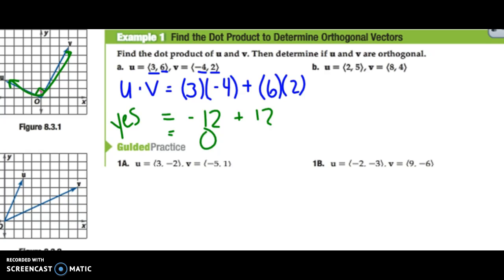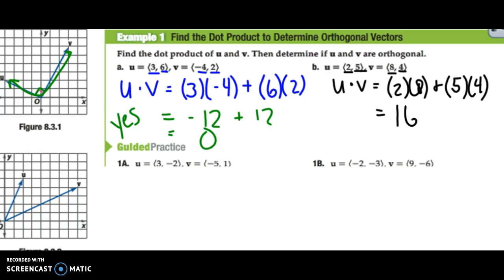Let's look at example B. U dot V is equal to 2 times 8 plus 5 times 4. Well, 2 times 8 is 16 plus 5 times 4 is 20, adds up to 36. So are these orthogonal vectors? The answer is no. And again, if we graphed them, you can see this right here and this right here. And it does not form a 90-degree angle. So these are not perpendicular vectors. They're not orthogonal.